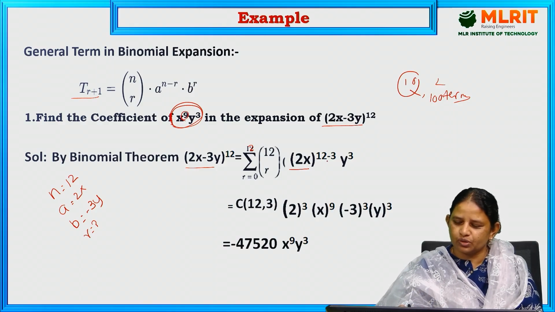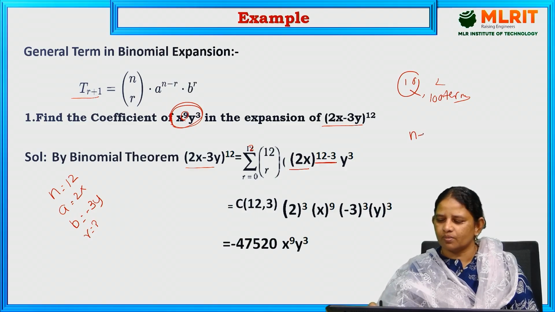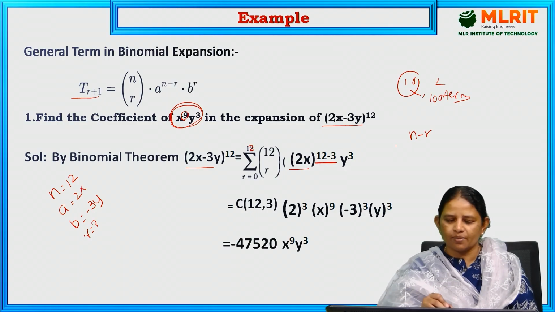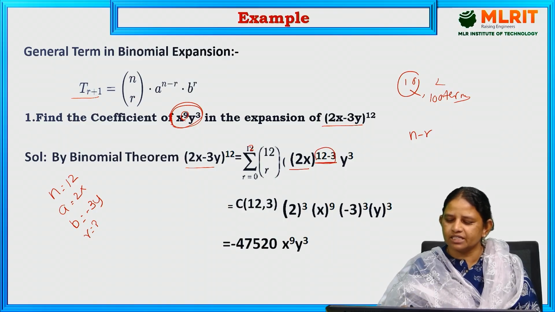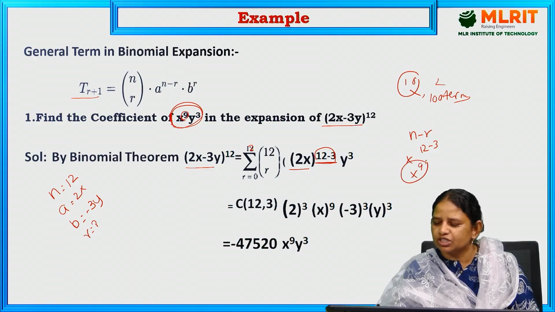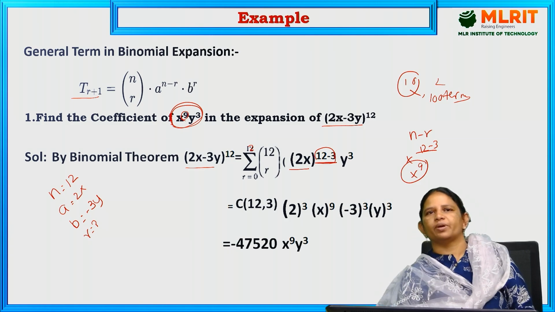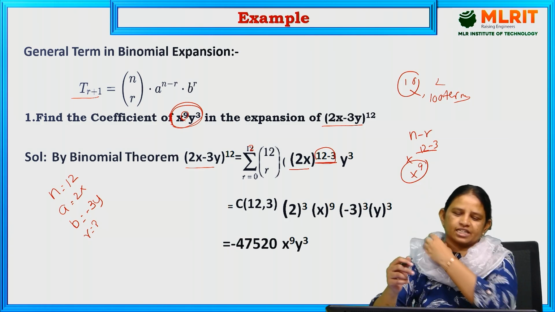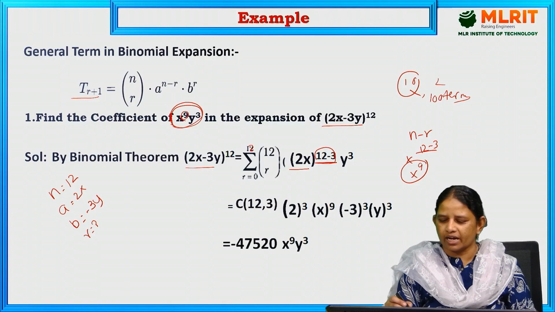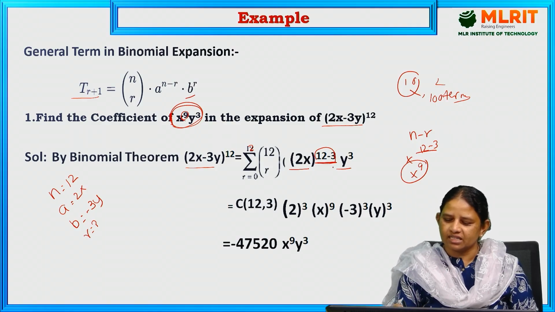To get the x term as x to the power of 9, we need to decide the r value based on the coefficient. Here the coefficient is x to the power of 9, so we have to substitute r is equal to 3, that is x to the power of 12 minus 3, which is x to the power of 9. Then y to the power of r. That means in the place of b, there is minus 3y, that is minus 3y whole to the power of 3.